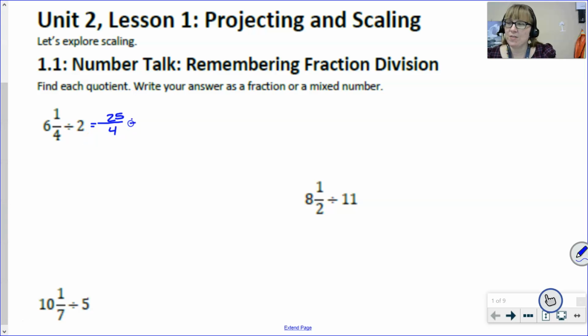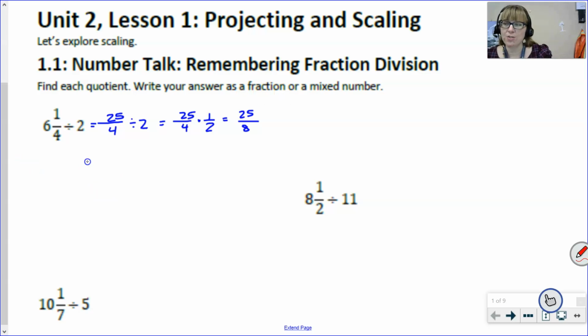pieces. We're dividing by 2, and we remember from last year that dividing by 2 is the same as multiplying by the reciprocal 1/2. So 25 fourths multiplied by 1/2. And when I multiply fractions, I simply multiply straight across. So 25 times 1 is 25, and 4 times 2 is 8. So 6 1/4 divided by 2 is 25 eighths. I wrote it as a fraction, an improper fraction.